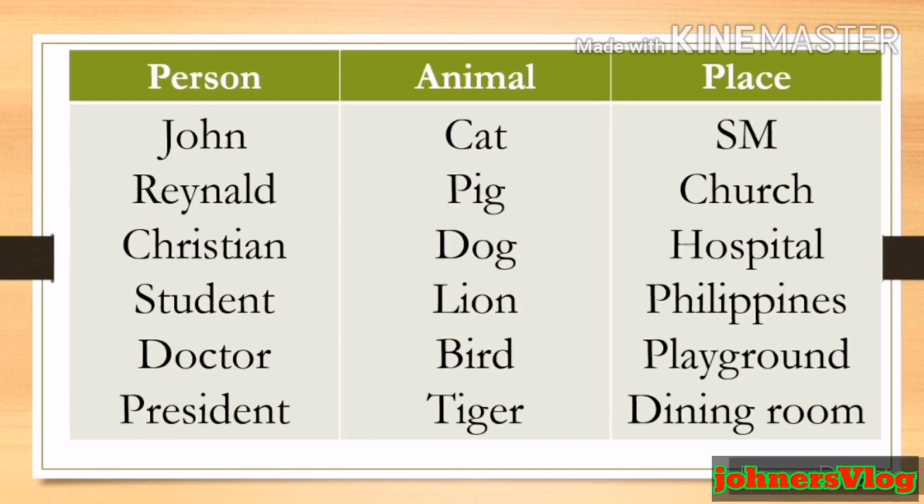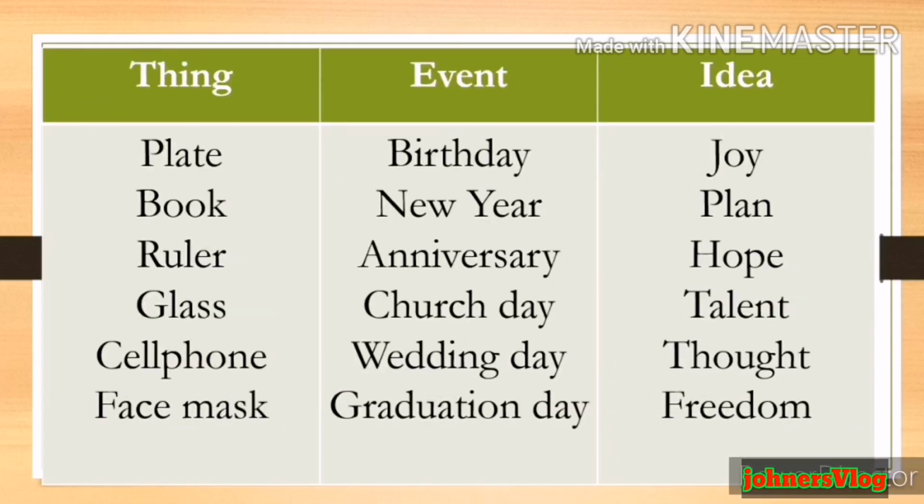Names of animals: cat, pig, dog, lion, bird, tiger. Places: SM, church, hospital, Philippines, playground, dining room. Names of things: plate, book, ruler, glass, cell phone, face mask. Events: birthday, new year, anniversary, church day, wedding day, graduation day. Ideas: joy, plan, hope, talent, thought, freedom.